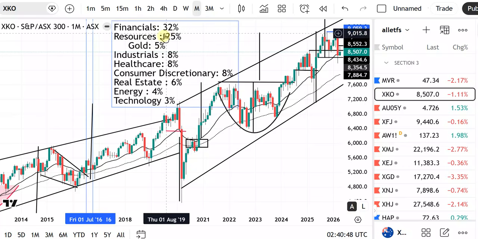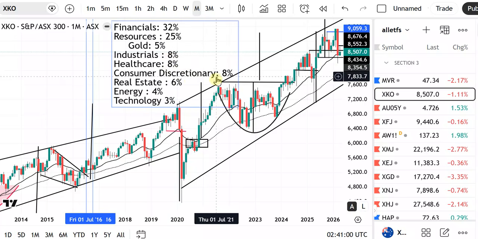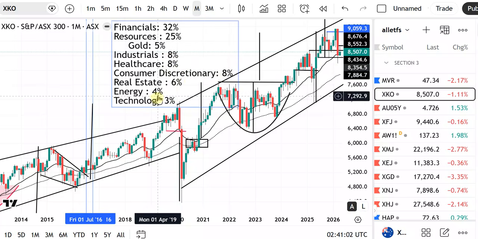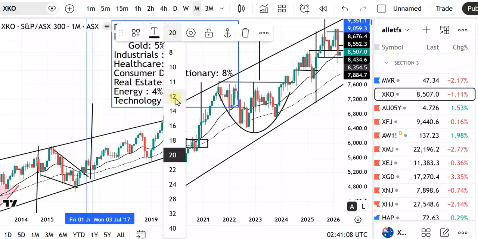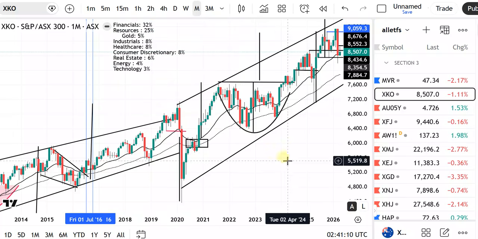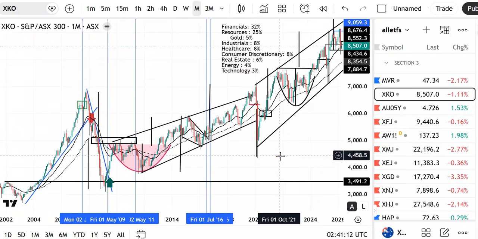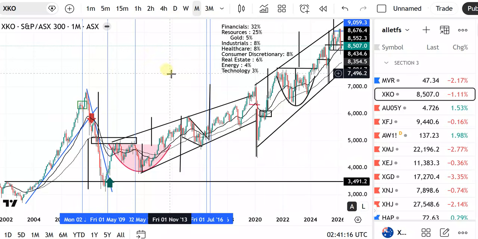So to begin with, the ASX share market is basically a third financials, a quarter resources, of which gold's 5%. We've got industrials, healthcare, consumer discretionary, real estate, energy and technology. So they're basically the underlying sectors that drive the share market. So we're looking at monthly charts here.